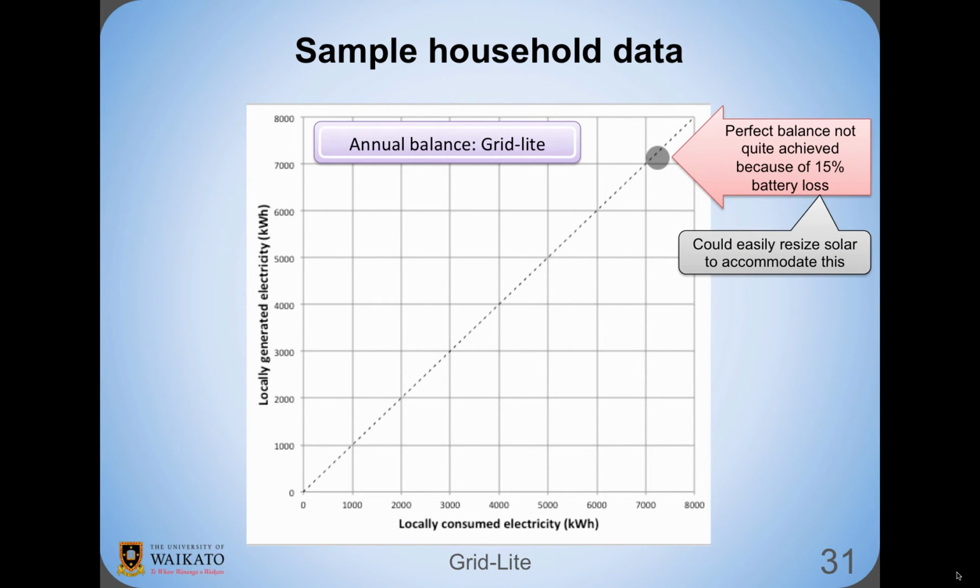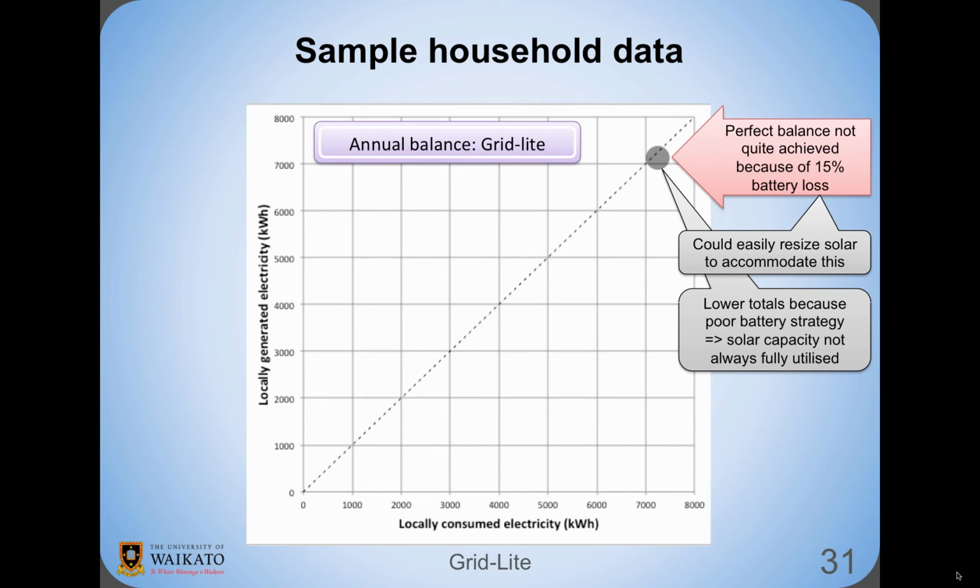You may have noticed that the annual totals here are lower than the net zero energy balance totals, 7,200 kilowatt hours instead of 9,600. And this can be attributed to an unwise battery strategy in our analysis, which meant that the solar capacity was not fully utilised. Battery full situations occurred more frequently with GRID-LITE than with net ZEB.